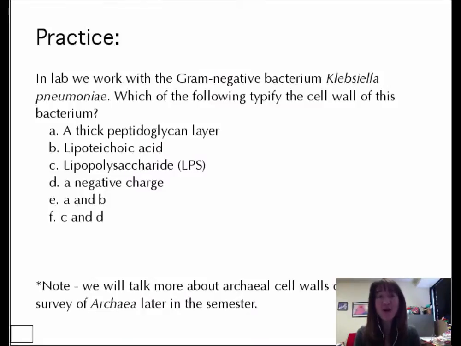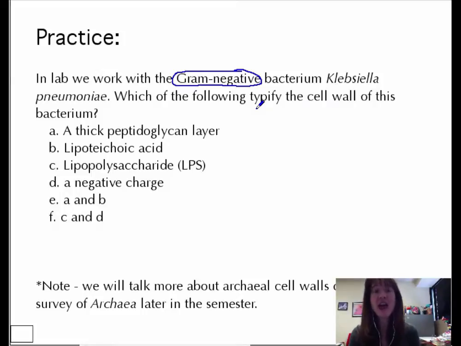Let's think about a bacterium named Klebsiella pneumoniae. This is not usually a pathogenic bacterium, but if someone is immunocompromised, it can cause pneumonia in those people. So we want to know which of the following would typify the cell wall of this bacterium. So notice that it is gram-negative. So perhaps one of the first things to draw your attention to as a part of the question is just that this is a gram-negative bacterium. So we know that it's going to be typified by all of those components that we just talked about. And we can maybe find or select some of those components.